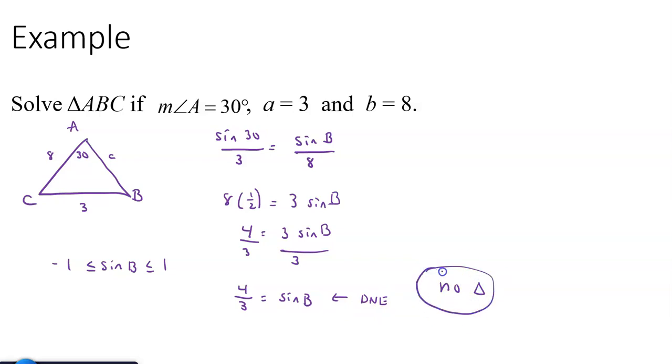Which means that whoever designed this problem gave you side lengths and angle measures that don't form a triangle. In order for that angle to exist, the sine would have to be 4/3, and it doesn't happen, so it doesn't exist. So that's another possibility. 2 sides and a non-included angle, right? Angle or side-side angle, can produce no triangle.